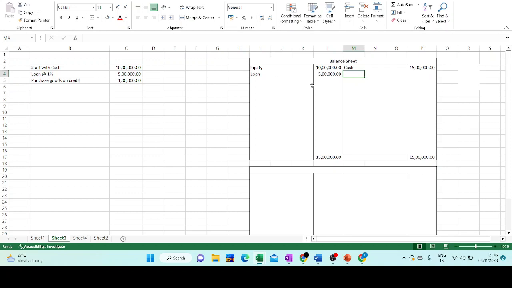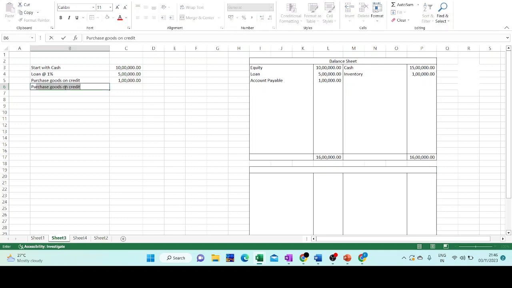So first, since we've purchased goods, our inventory would increase by the amount of goods purchased. And since I've purchased them on credit, I'll create an accounts payable account and report it at 1 lakh. The payable account reports what we owe to our vendors, what we owe to our suppliers, right? So my inventory balance would increase by 1 lakh, and since I've purchased on credit, I'll report an accounts payable of 1 lakh.